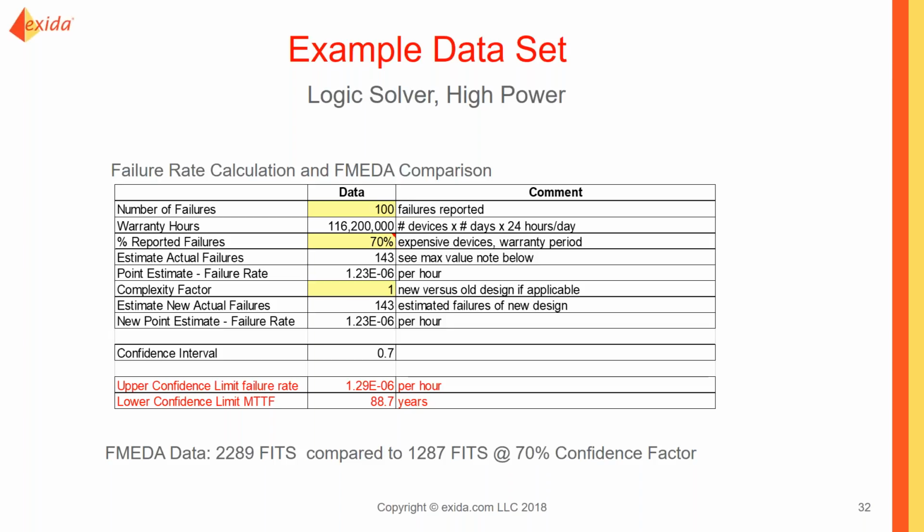You look here, the complexity factor was a 1, and then as you go through, that's how your upper and your lower bounds were generated. And now you can see for this FMEDA data, 2,289 fits compared to 1,287 fits with that 70% factor. And that's how we do our calculations. Because when people ask us, well, how are you coming up with these numbers? How do you justify? Well, now we have things that we can do to provide that information.